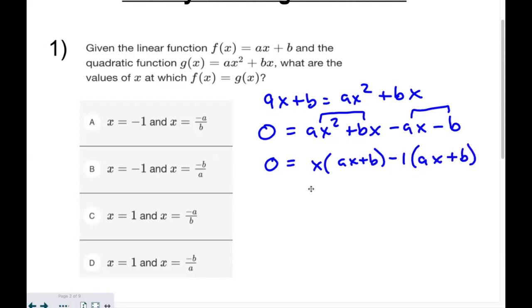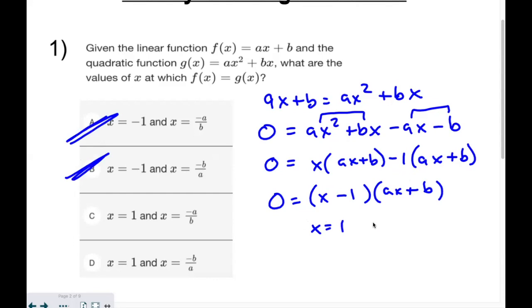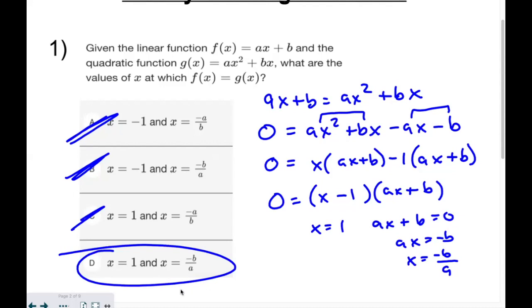Well, that's good because now I know my factor by grouping is going to work because I have the exact same thing in the parentheses. So I have x minus 1 times ax plus b. And then, as you always solve quadratics, you set the factors equal to 0. So one of the answers is 1 here, so that gets rid of these two. And then the other answer, if I do ax plus b equal to 0, I get ax equals negative b, and x is negative b over a. And that is answer choice D.